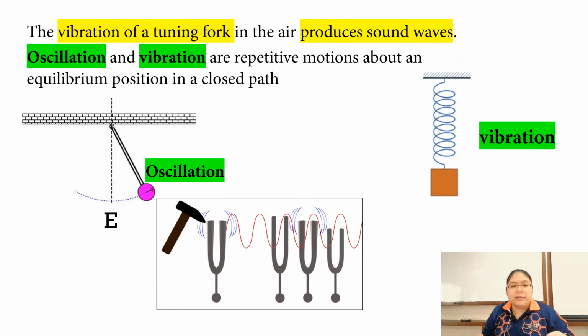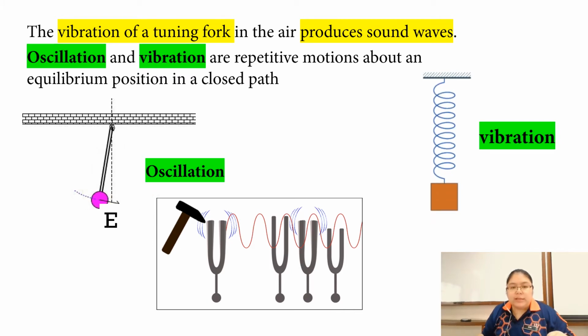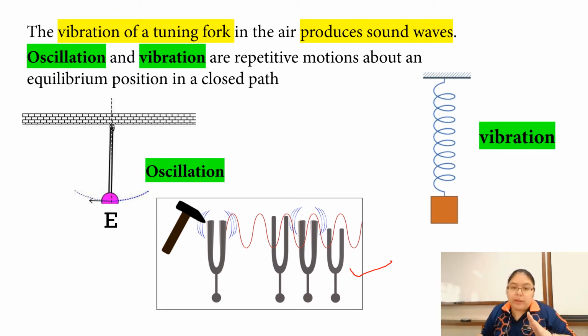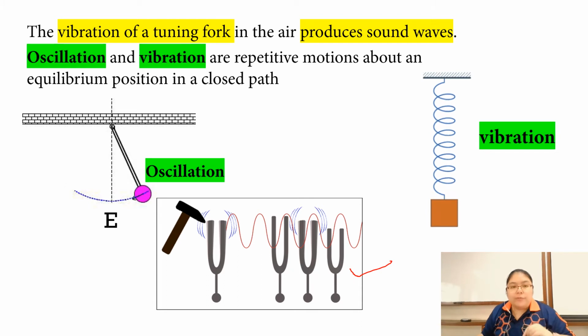Let's see the diagram here: vibration of a tuning fork. This is a tuning fork. When you hit the tuning fork, it produces a sound wave. The two bars of the tuning fork vibrate and produce the sound wave. So oscillation and vibration are repetitive.